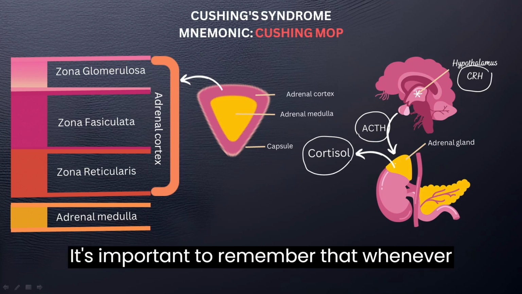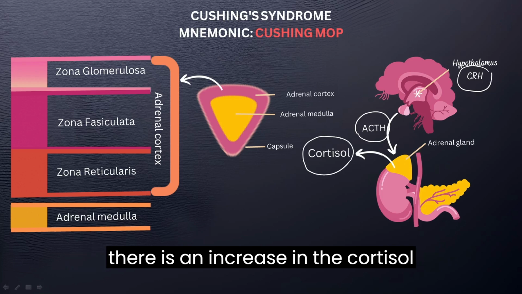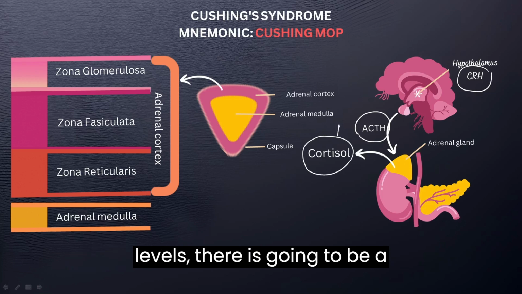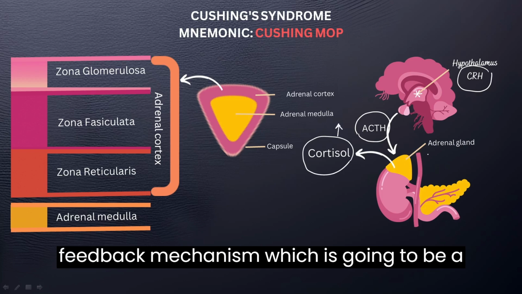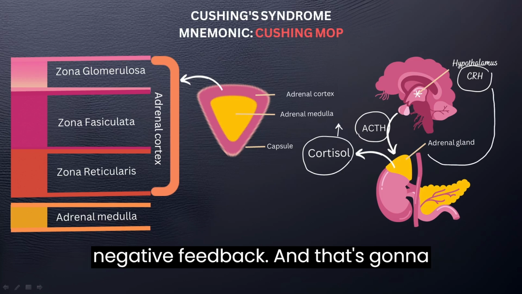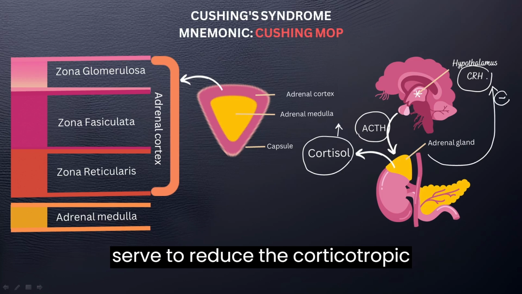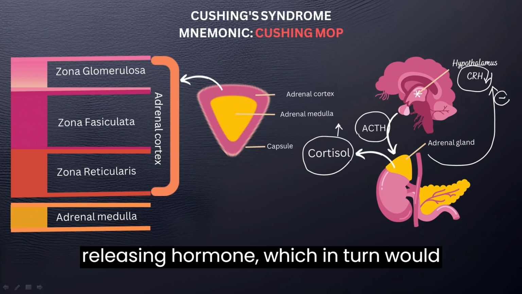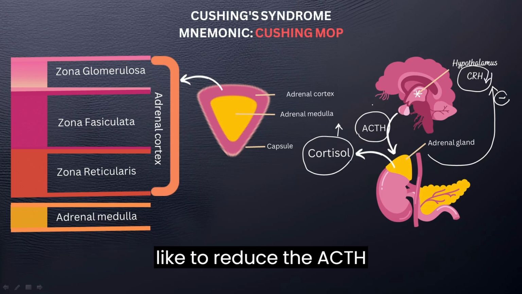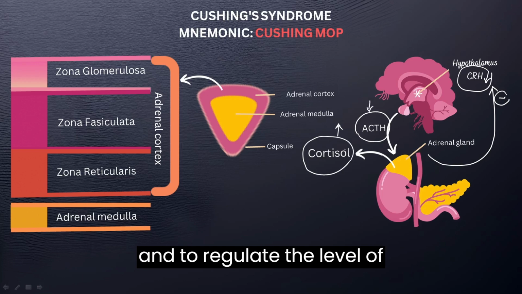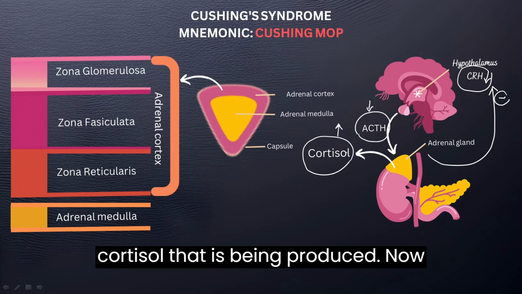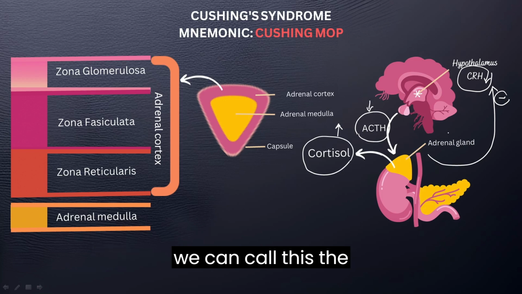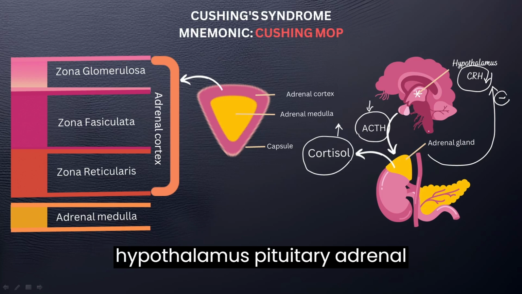It's important to remember that whenever there is an increase in the cortisol levels, there is going to be a feedback mechanism, which is going to be a negative feedback. And that's going to serve to reduce the corticotropic releasing hormone, which in turn would reduce the ACTH and regulate the level of cortisol that is being produced. Now, we can call this the hypothalamus pituitary adrenal axis.